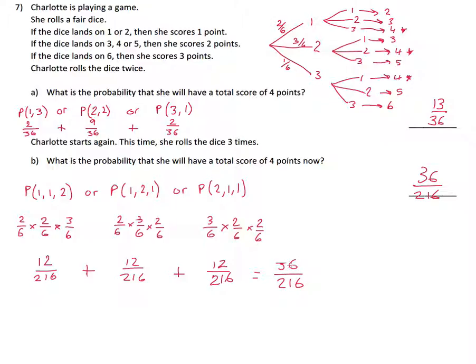And if you're interested, the chance of that happening, if we simplify that down, it's actually 1/6. Less of a chance of that happening now that there's 3 rolls than there was when there were 2 rolls. We were closer to a half or a third there. We're only on a 1/6 now.